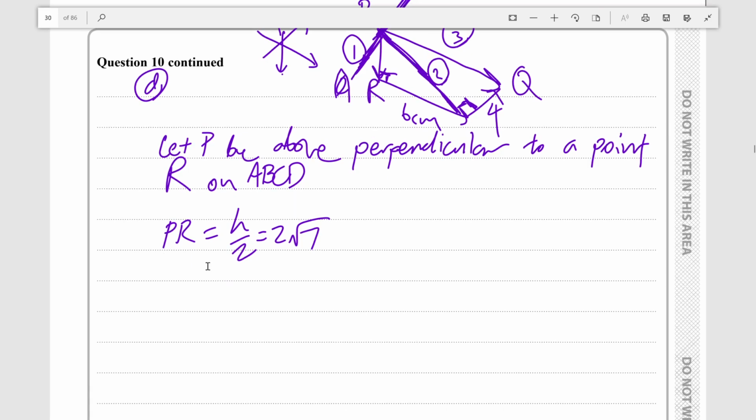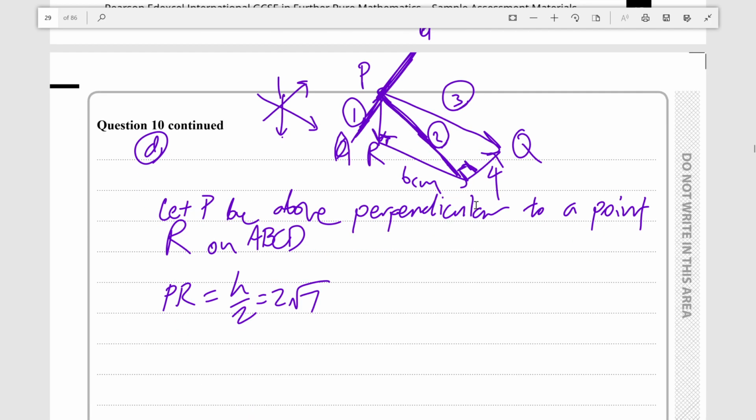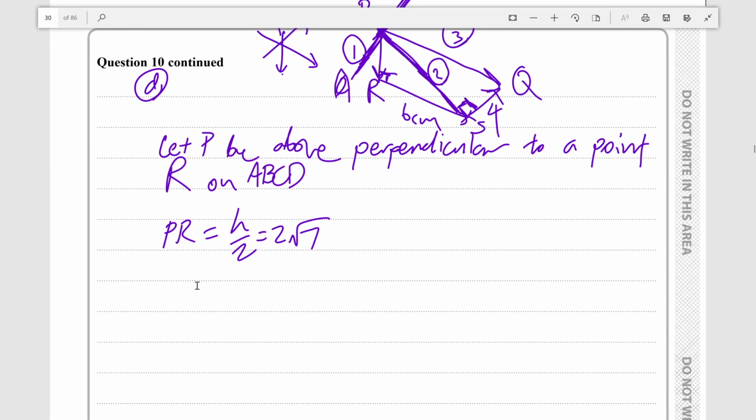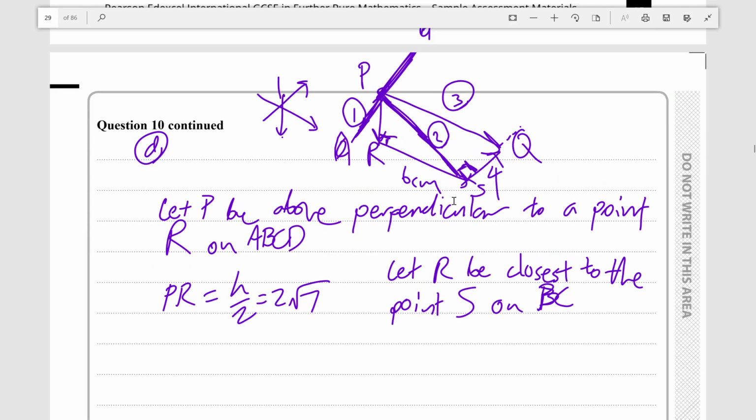And since we know that is 2 root 7 and this is 6 centimeters, let's make the other arbitrary point here S. So let R be closest to the point S on BC. And this is really a way of making sure they know what we're talking about, because this is really on the line BC in the pyramid.